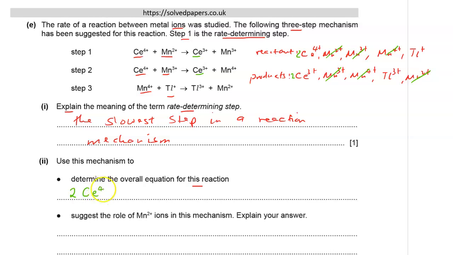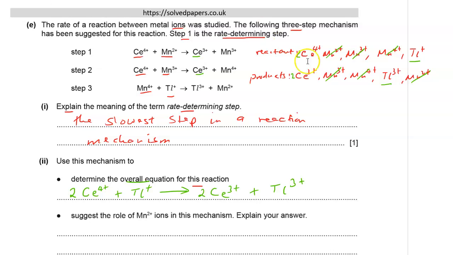2Ce4+ plus what is remaining, which is Tl+. Then what is remaining is 2Ce3+ and Tl3+. Therefore, there you have your overall equation right there.